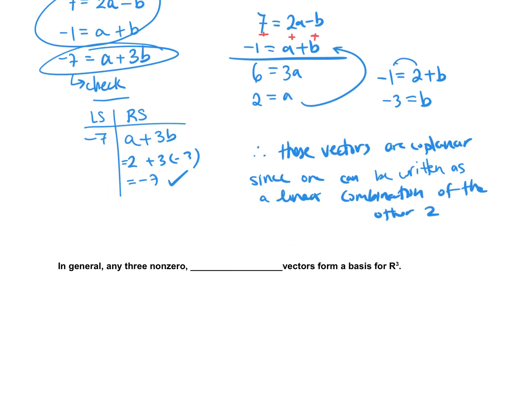In general, any three non-zero, non-coplanar vectors form a basis for R3. So these do not form a basis or a spanning set for R3 because we could write one in terms of the other two. They're in the same plane. And that's it for our linear combinations and spanning sets.